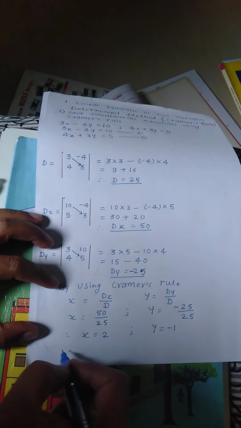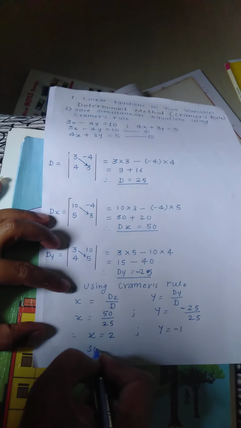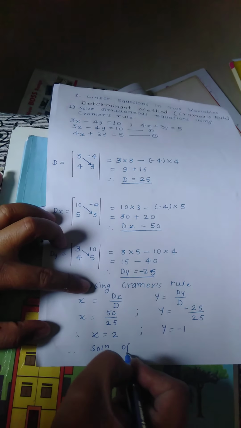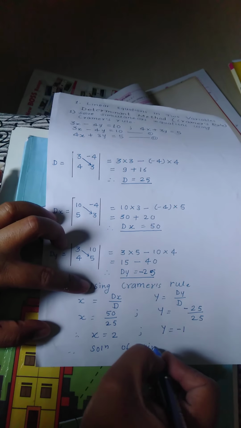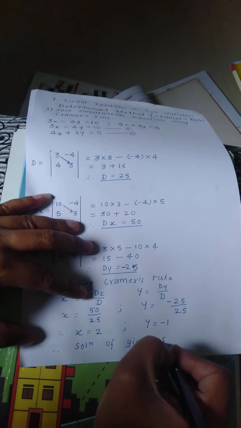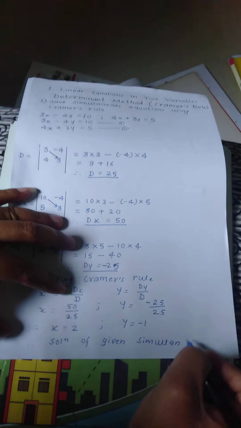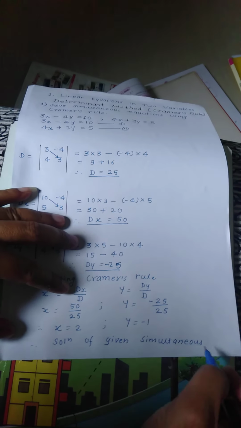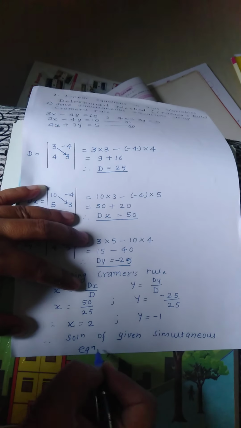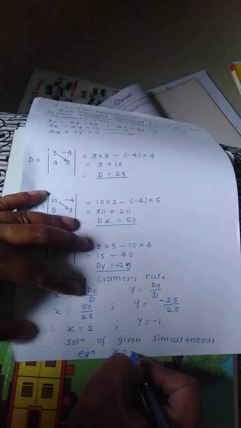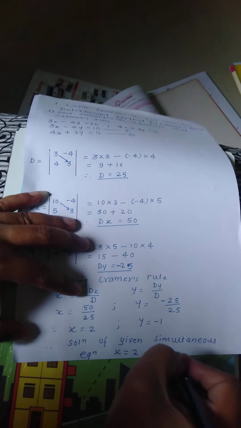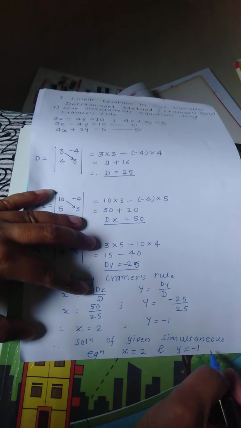Write the last answer. Therefore, the solution of the given simultaneous equations is x is equal to 2 and y equal to negative 1.